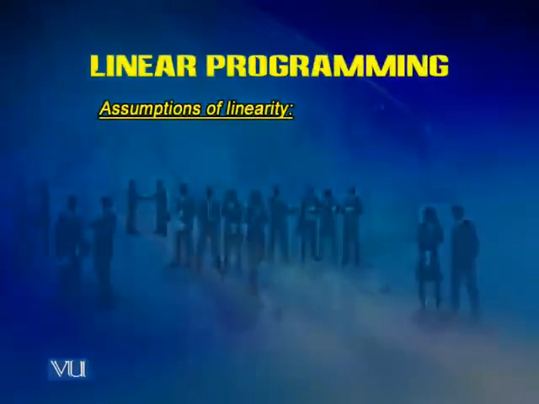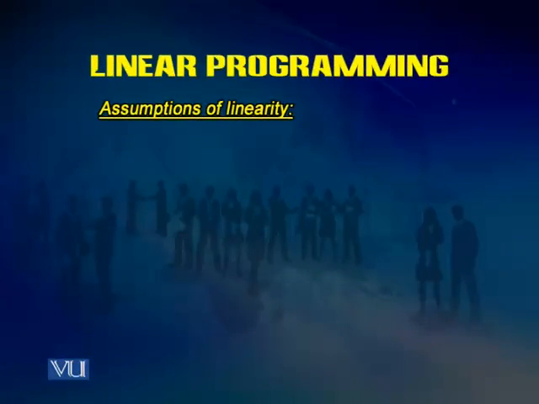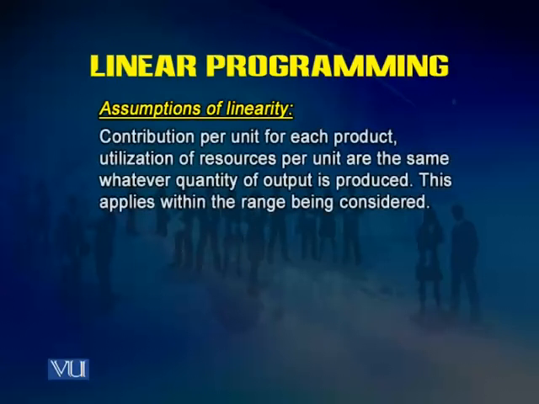So 14 of BB plus 16 of MB, a combination, these two together, we have to maximize. This becomes an objective function. Assumptions of linearity: contribution per unit for each product and utilization of resources per unit are the same, whatever quantity of output is produced. This applies within the range being considered.